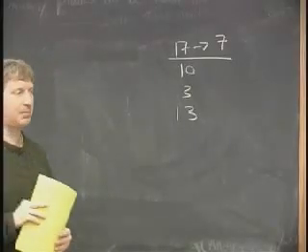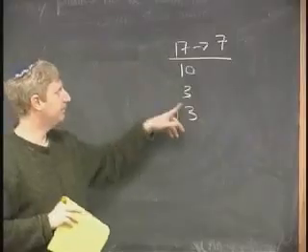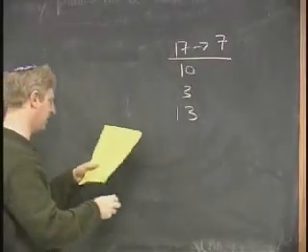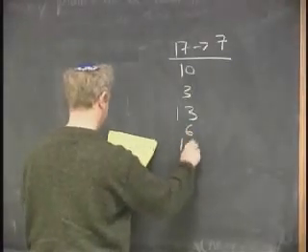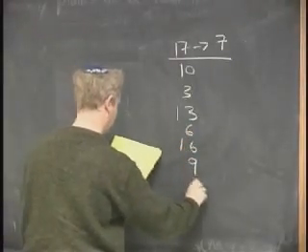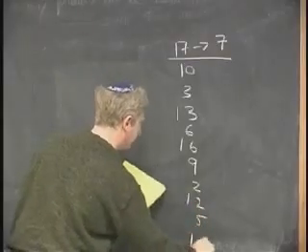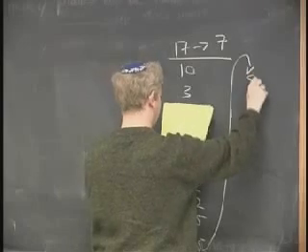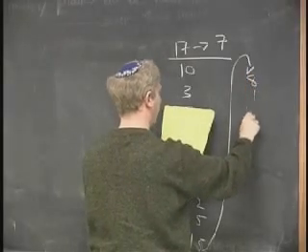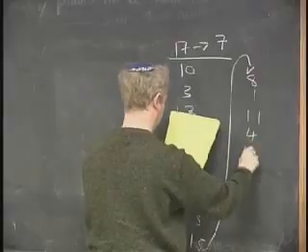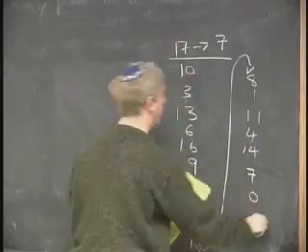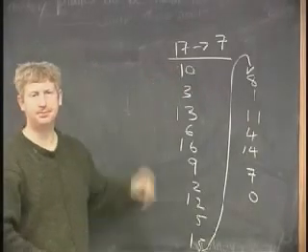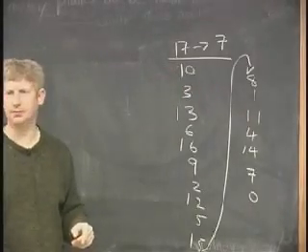All right, what's going on here? Why? What's actually happening here? Let me list them out. 10, 3, 13, 6, 16. 9, 2, 12, 5, 15. 8, 1, 11, 4, 14, 7, 0. Back to 10. What's happening here?